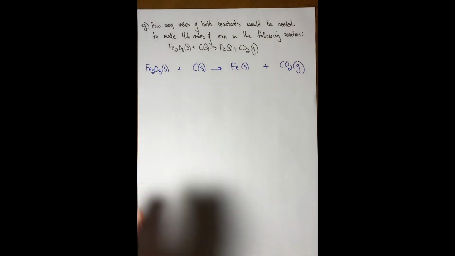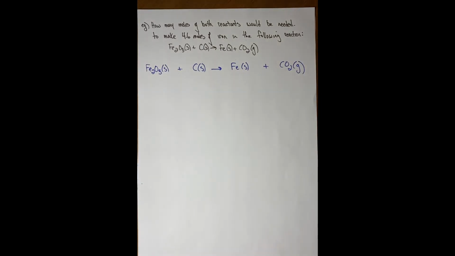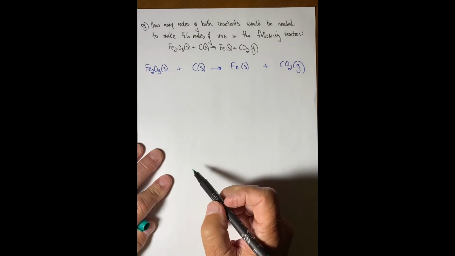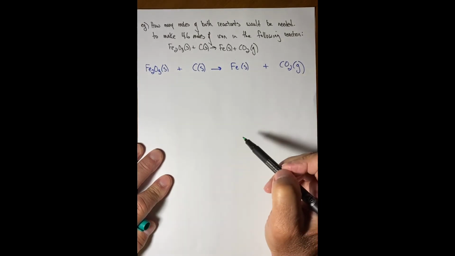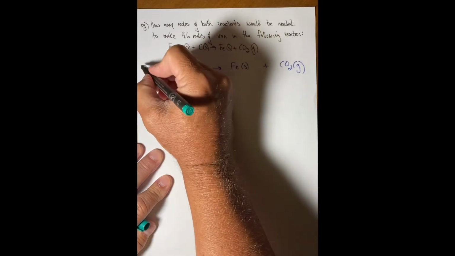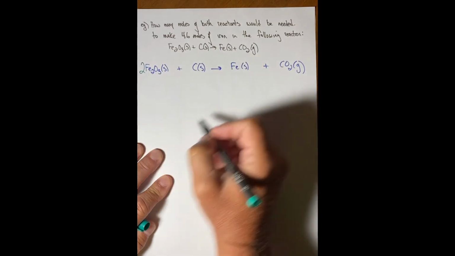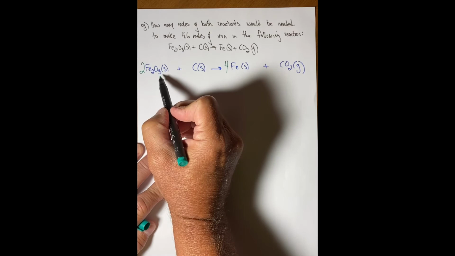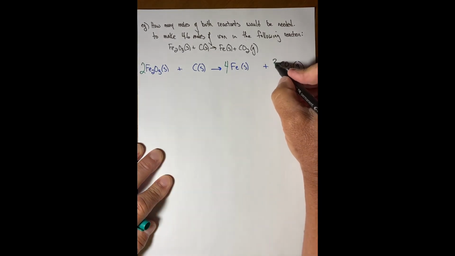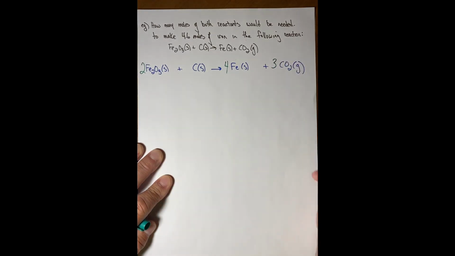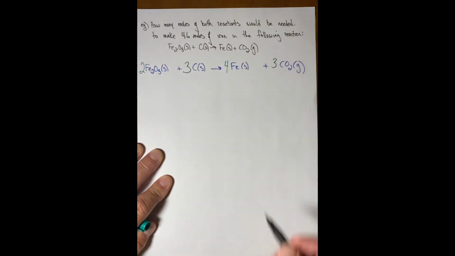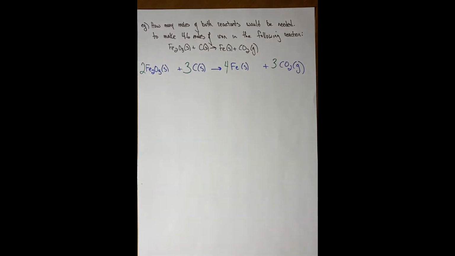All right, now the next thing we have to do is balance this. So I have an odd-even thing going with the oxygens again. If I double that, 4 irons, 6 oxygens there. So 3 times 2 is 6 oxygens. I have 3 carbons there, which makes that a 3. So when I've done that, it's balanced.